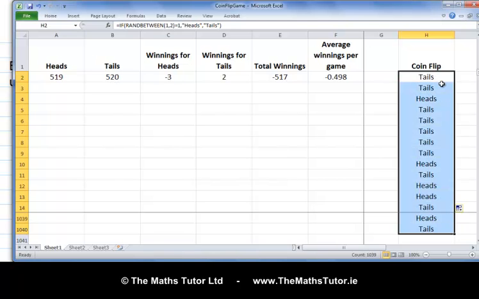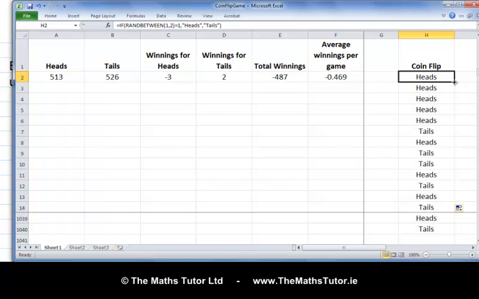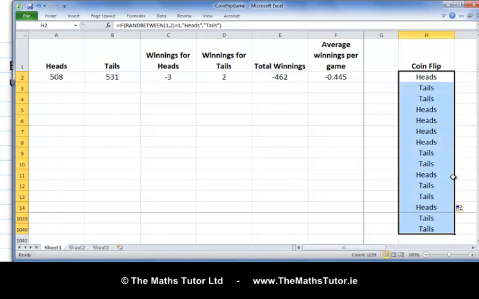Minus 0.498. So the average winnings, remember, is the total winnings divided by the total number of games. So the average winnings per game doesn't seem to change that much. It changes a bit, but it's always staying around minus 0.5. Minus 0.421. There, minus 0.584. And it seems to be roughly around minus 0.5. So even though the winnings change every time we do this, the average winnings don't seem to change that much.